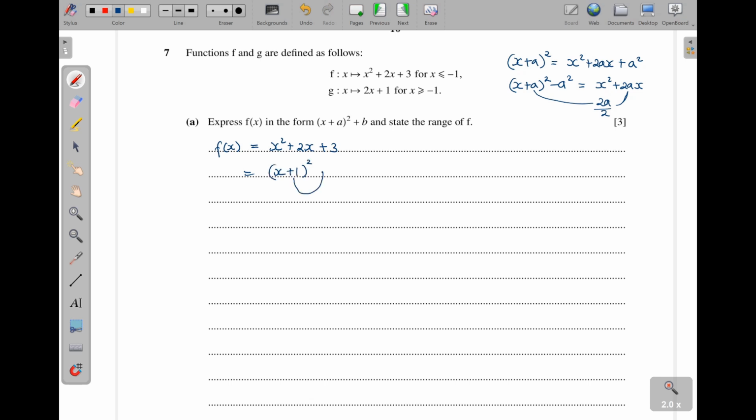We pop this out here, and then we put that 1 squared, then plus the 3. So this one is going to be x plus 1 squared, and then 3 minus 1, that one will give us a positive 2. So plus 2. That is it. So our f of x is that. It is already in this format where a is a 1 and b is a 2. Okay, so that is that.